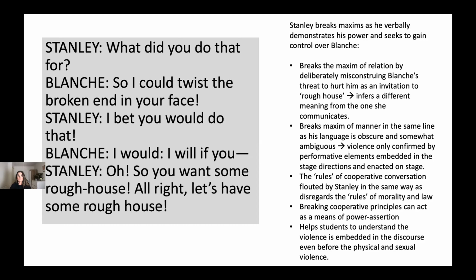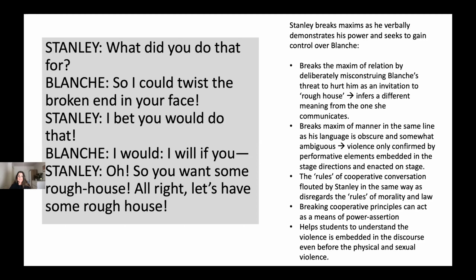So you might look at, for example, with students, the way that he breaks the maxim of relation by deliberately misconstruing Blanche's threat to hurt him as an invitation to a roughhouse. And we see later on that he's taken a sexual connotation from that. That begins to be developed here. But he deliberately infers a different meaning from the one that she communicates. And he's also breaking the maxim of manner in the same line, as his language is obscure and somewhat ambiguous.